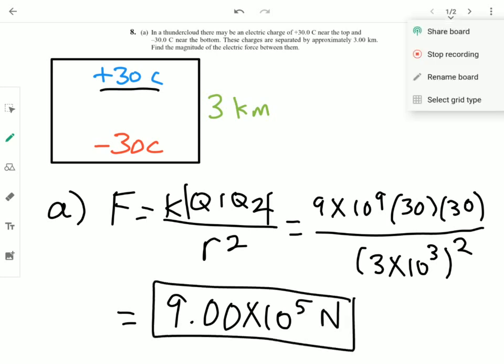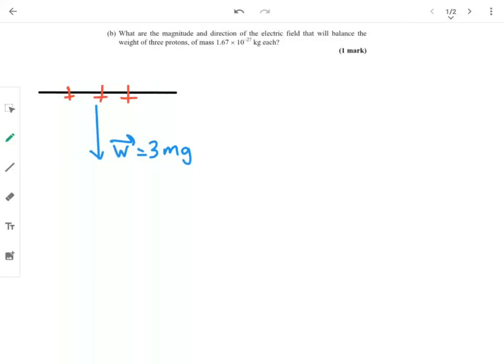Let's continue with part B. Part B is asking us what is the magnitude and direction of the electric field that will balance the weight of 3 protons of mass 1.67 times 10 to the power of minus 27 kilograms each. Okay, so I've drawn a little line here. Let's assume we have 3 protons here, proton 1, 2 and 3. I've combined all the weight forces into one weight, which is 3 mg, because their masses are the same, right?